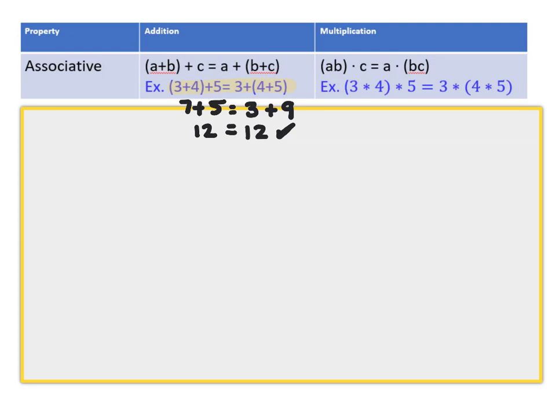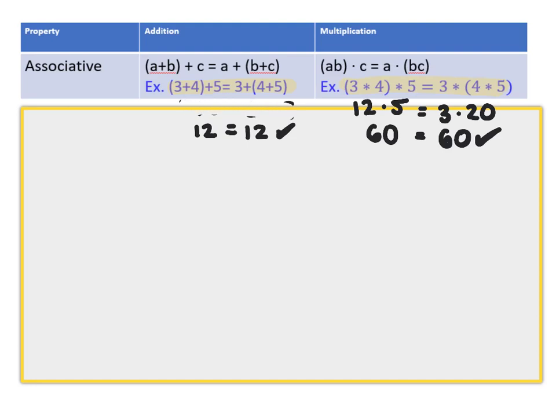For the multiplication example, it says that parentheses a times b, times c, equals a times parentheses b times c. And in the example we have below, if we use the order of operations, 3 times 4 gives you 12, times 5. And if you multiply 12 times 5, it would give you 60. Now for the other part, 4 times 5 gives you 20, and 3 times 20 is 60. So again, the property holds up.